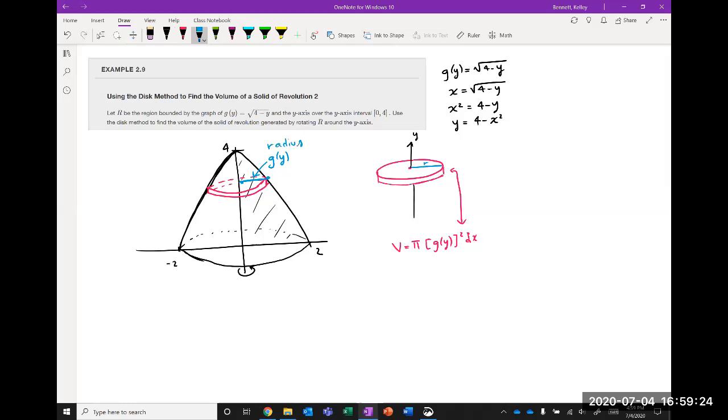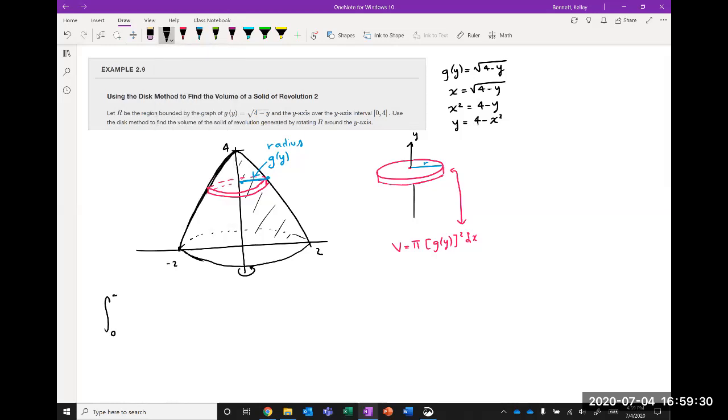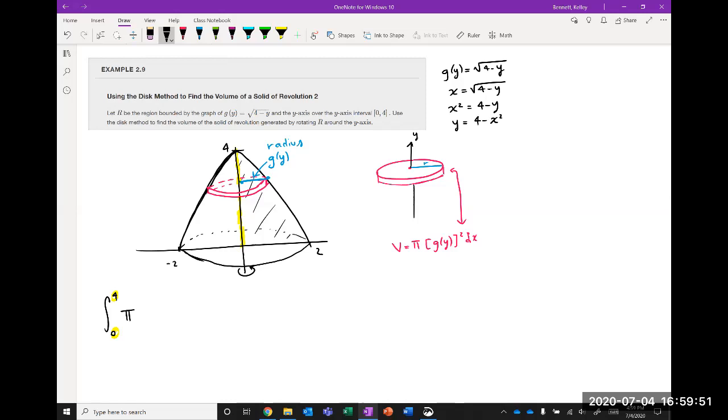But I'm interested in adding up all the hockey pucks, so I'm going to integrate. So what I have is my integral from 0 to 4. So just keep in mind that I'm considering all these y values here. Right, so that's where 0 to 4 comes from. And then I go ahead and I plug in my little volume. So I get pi, and then I get g of y, which was the square root of 4 minus y. I square that whole thing, and then I apply dy. Okay, so I already made a mistake. Haha. This is dy, right? It's the little change in y.